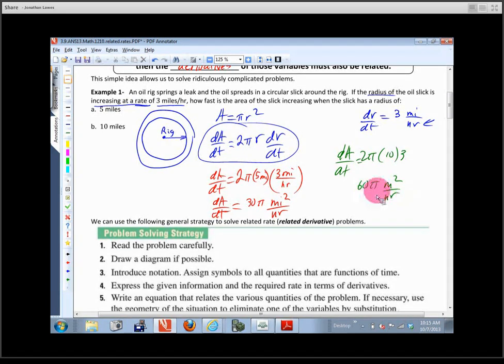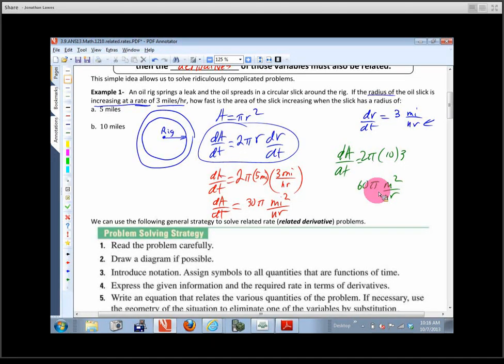Do the multiplication. Yeah, 180, 190 square miles. Okay. Now, think about it in terms of this. The radius is just kind of creeping out at 3 miles per hour. Every hour, it's increasing 3 miles.